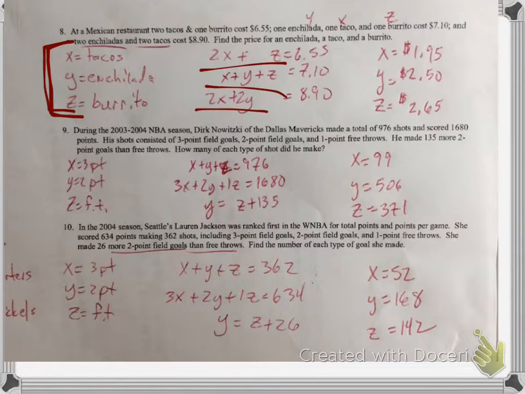You should be fine. Okay, and then your numbers might be in a different order, but they should still be the right answer. Keep in mind 9 and 10 are very similar to 3 and 4. So since I went over 3 and 4, let me go over 9 and 10, see how they're very similar. It says, during the 2003 and 2004 NBA season, Dirk Nowitzki of the Dallas Mavericks made a total of 976 shots and made 1,680 points. His shots consisted of 3-point field goals, 2-point field goals, and 1-point free throws. He made 135 more 2-point field goals than free throws. How many of each type of shot did he make?